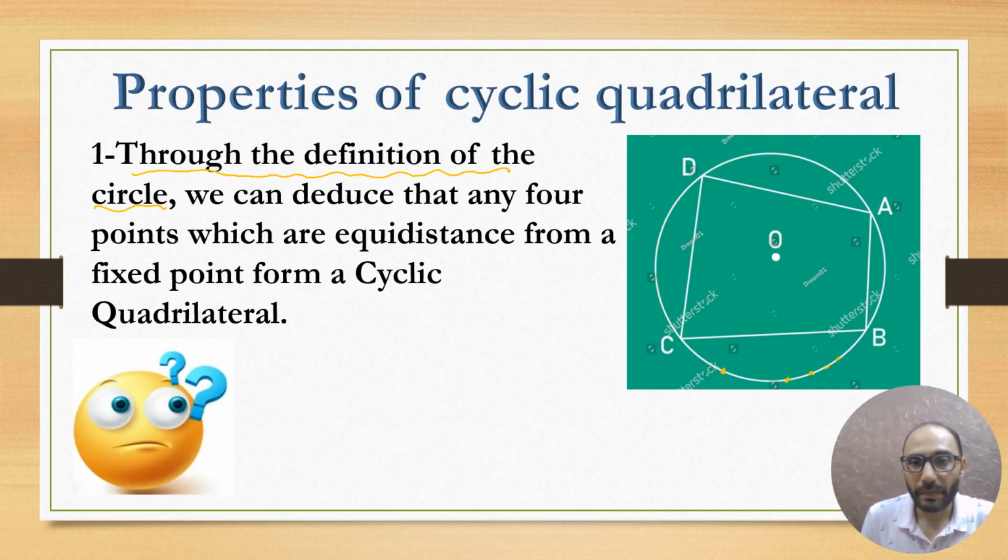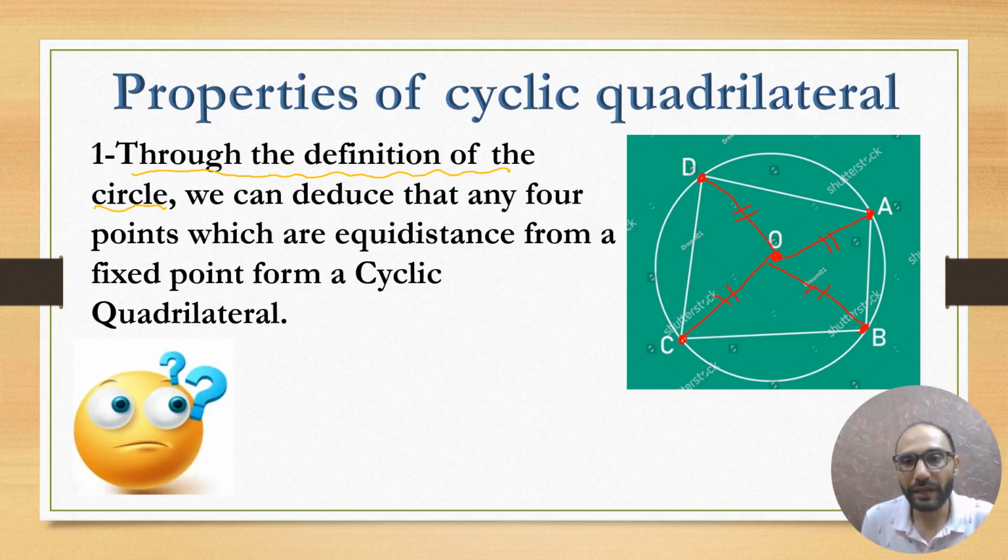When there are 4 points, like A, B, C, and D, and these 4 points are at equal distances from a fixed point, say point A is at a distance from the point O, and this distance is equal to the distance between D and O, equal to the distance between C and O, equal to the distance between B and O, that means these 4 points lie on one circle.